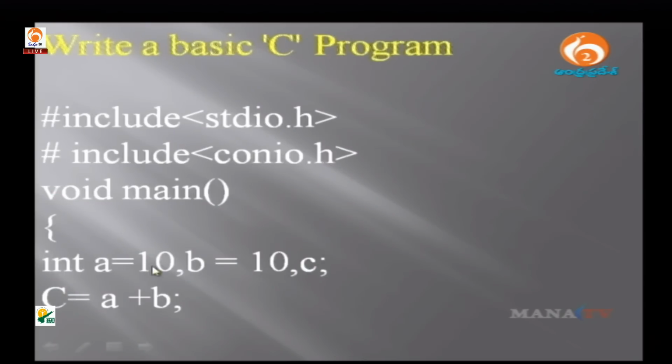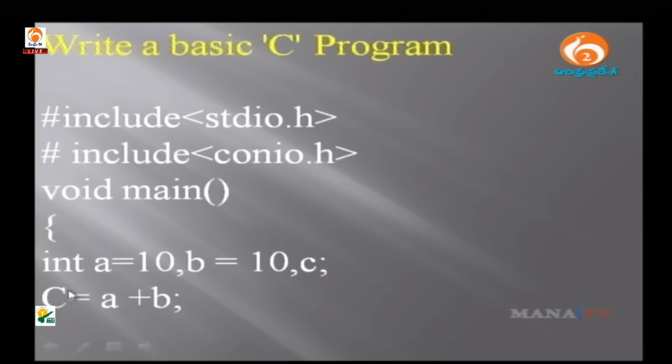Next, a = 10. Here we are also initializing the values of the variables. 10 is assigned to variable a, and again we are assigning 10 to variable b. Our objective is to add these 2 variables and store the result in the left hand side variable c. a plus b means 10 plus 10, that is 20. 20 is assigned to the left hand side variable c.